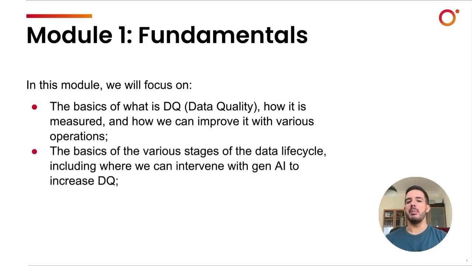Or, for example, the basics of the various stages of the data lifecycle: creating data and ingesting data, remedying data if they have low quality, transforming data, using those data, archiving them, disposing them, and possibly other stages as well, including at what specific stages we can intervene with generative AI to increase data quality. That is, where in the data lifecycle does generative AI have the best use?